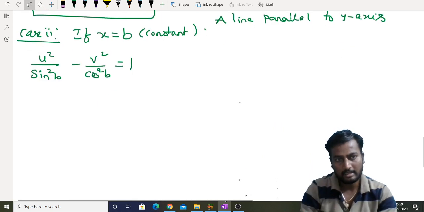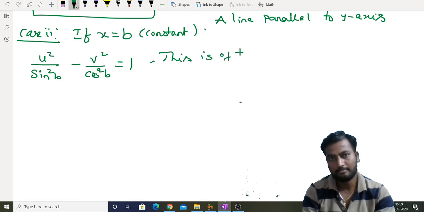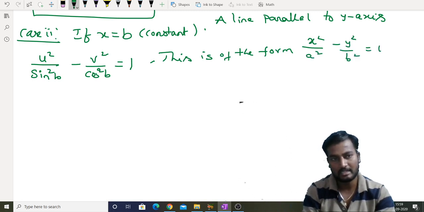This is of the form x square by some a square minus y square by some b square equal to 1. So it is called a hyperbola.